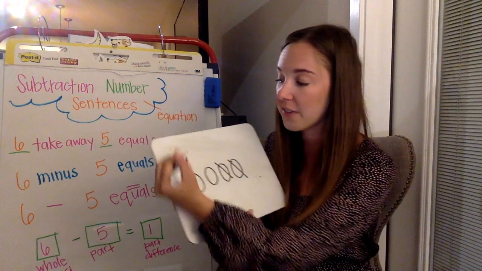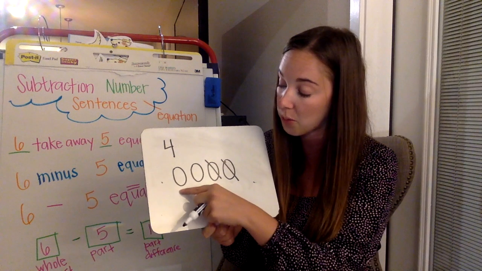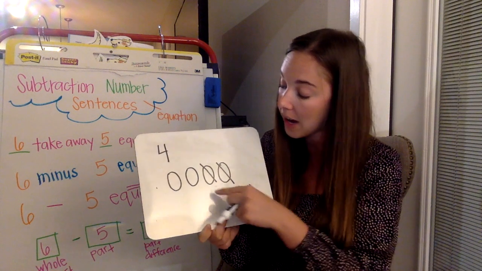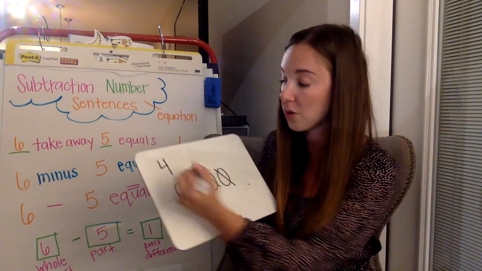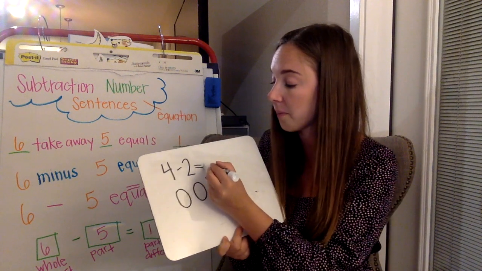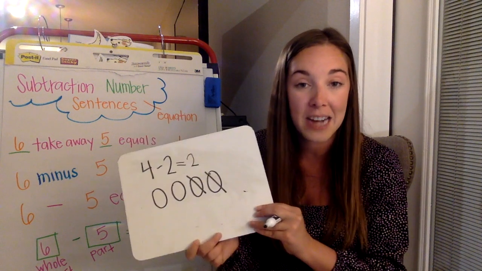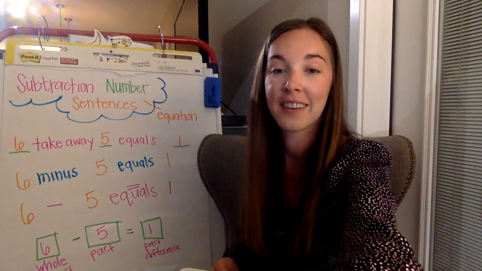I see that a lot of you are thinking that I have a 4 as my whole. I start with 1, 2, 3, 4. I take away 1, 2, and I have 2 left over. That's exactly it, kindergartners. That matches my picture.